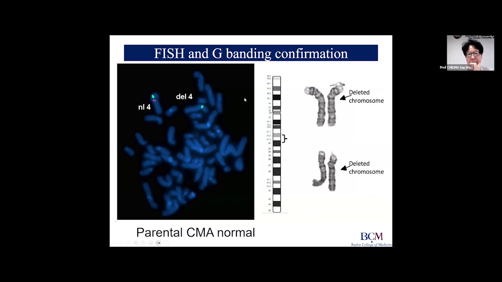So that's why we know it's deleted. Because it's an 8.7 megabase deletion, we thought we should be able to see it. And as you can see, even though this is not a very high resolution banding, you actually can see it. This is the normal 4, and this region is deleted. Same here, this band and this band are deleted.